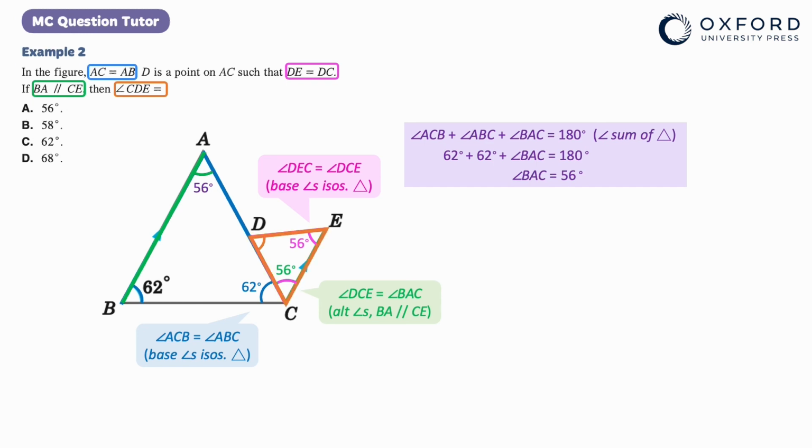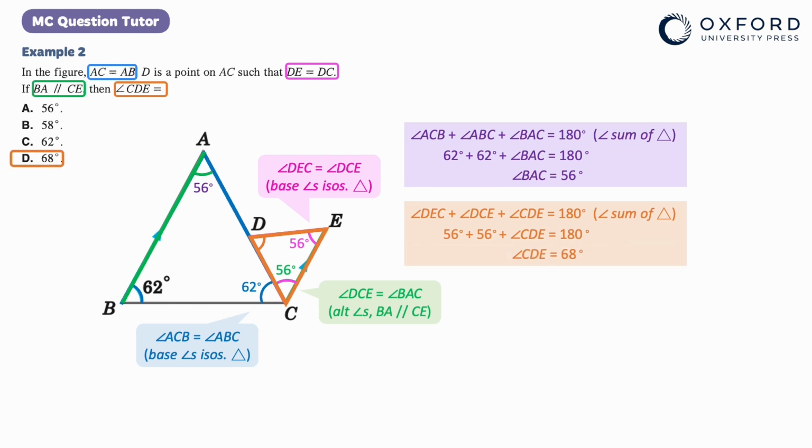Then we can find angle CDE by using angle sum of triangle. That is 68 degrees. The answer is D.